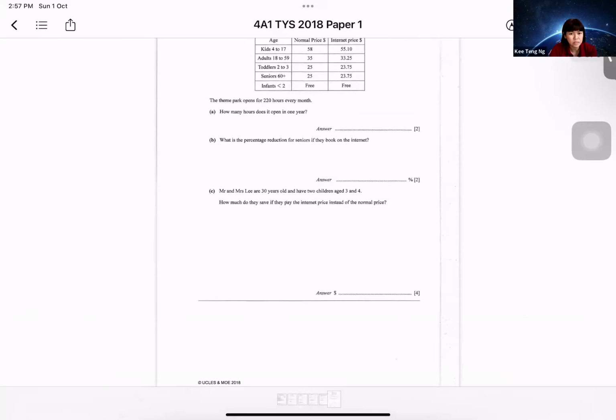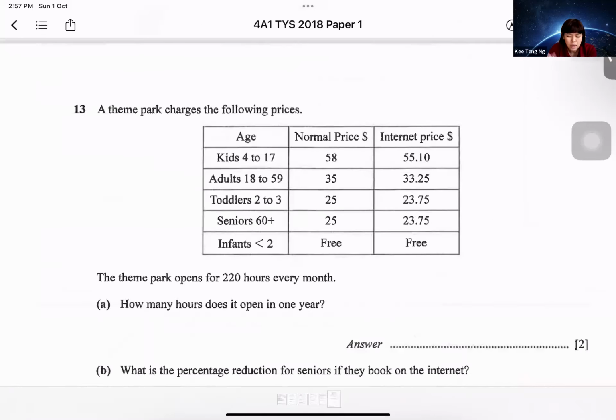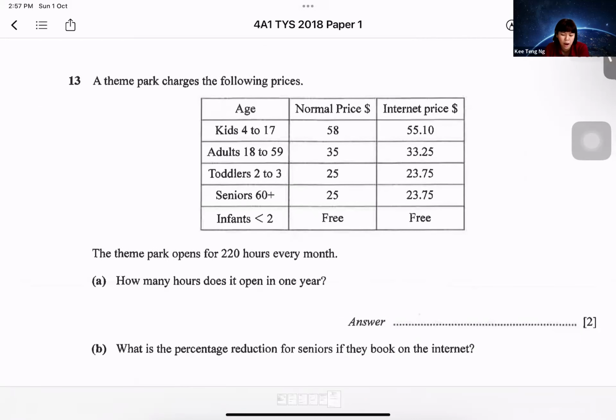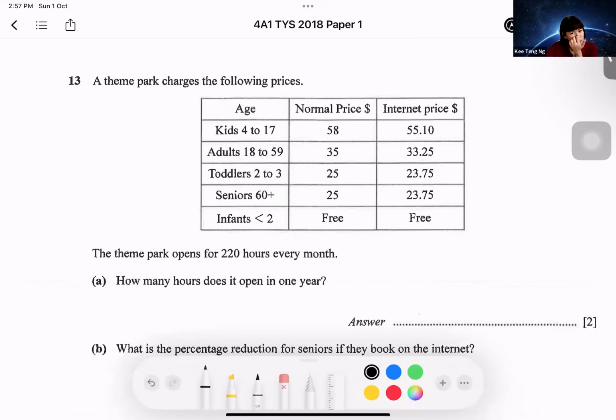Next question, our last question for today. A theme park charges the following price. We got so many different categories. I have normal price, internet price, and different ages. The theme park opens for 220 hours every month. How many hours does it open in 1 year? 1 year got 12 months, so 12 times 220.